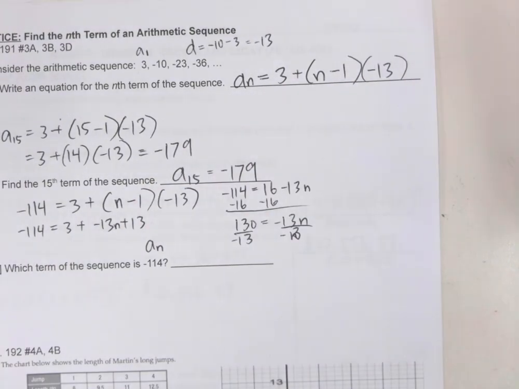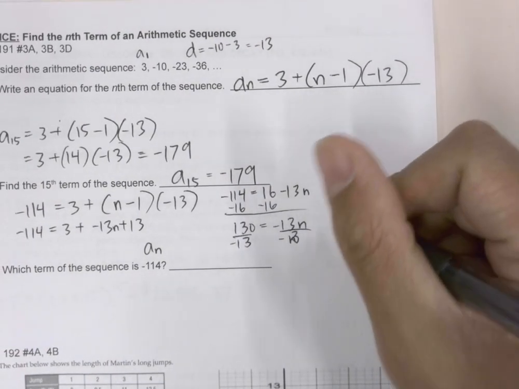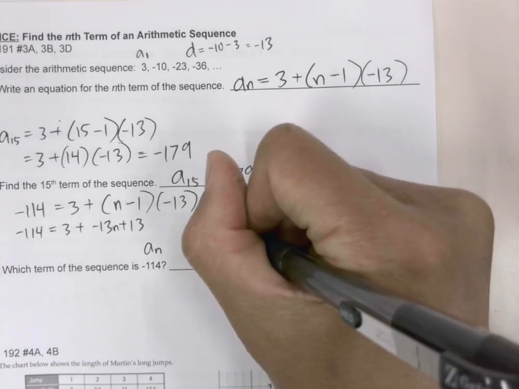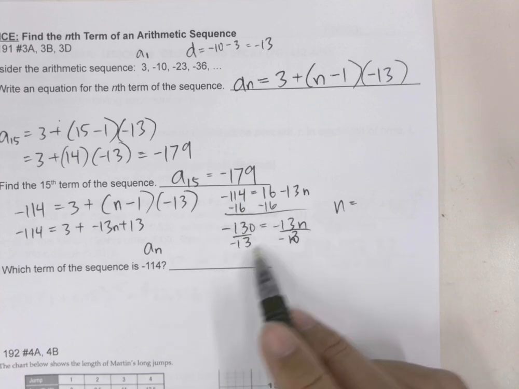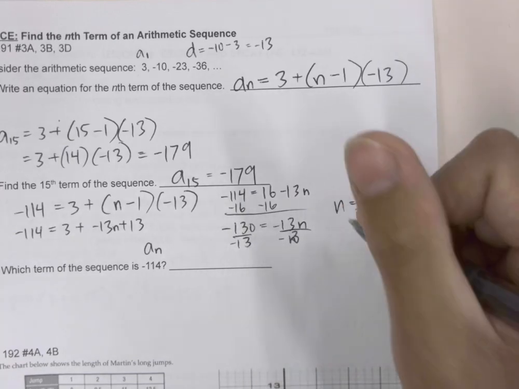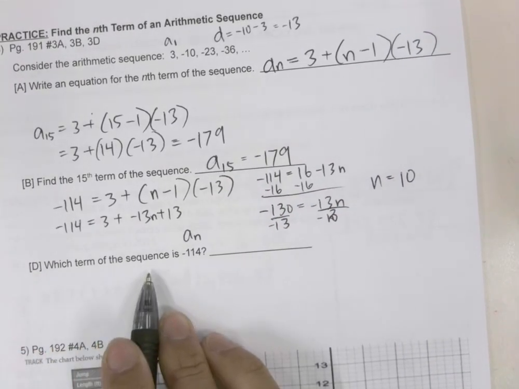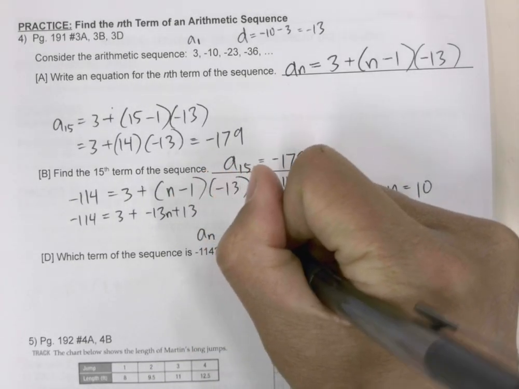Now getting out my calculator. Oh, that's actually just -10, right? So I can say n is equal to, this is a -130, I'm sorry about that. -130, and now I'm dividing by -13, so my answer n is going to be 10. So which term of the sequence is -114? It is the 10th term.